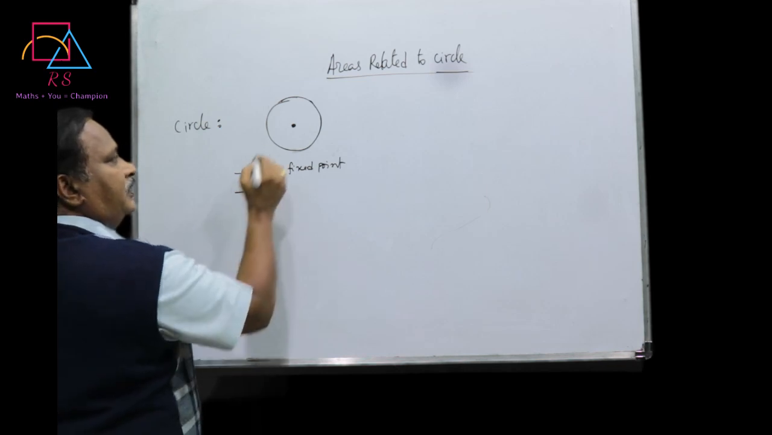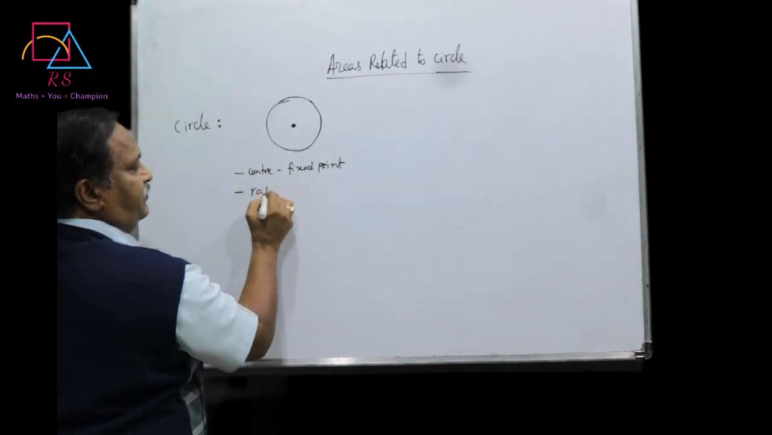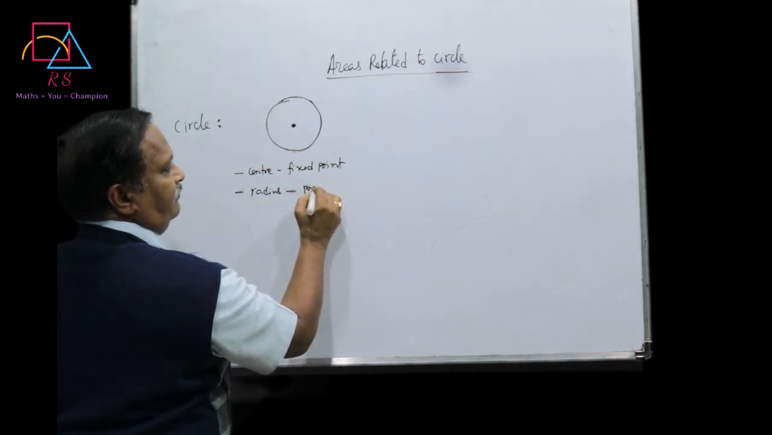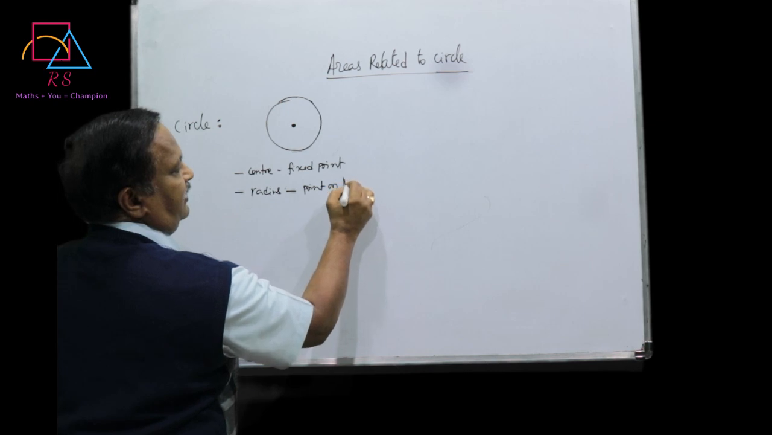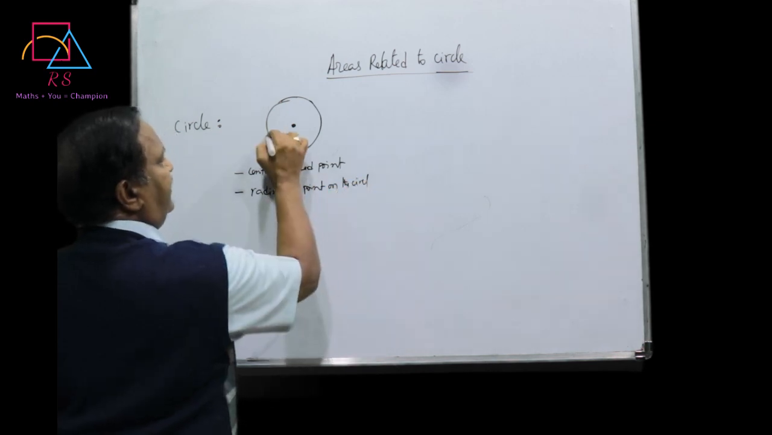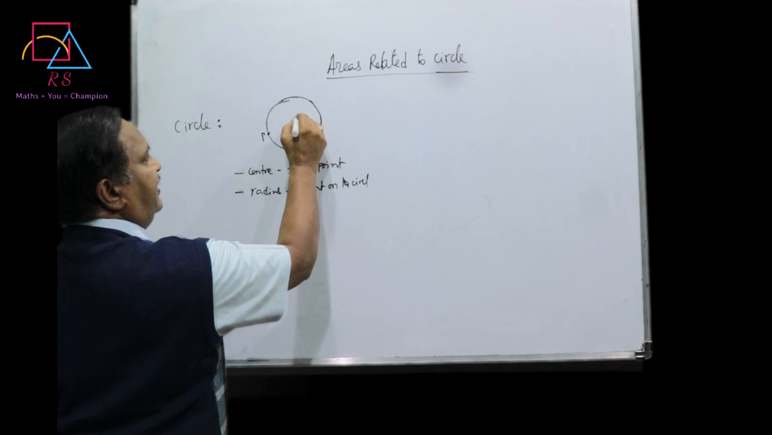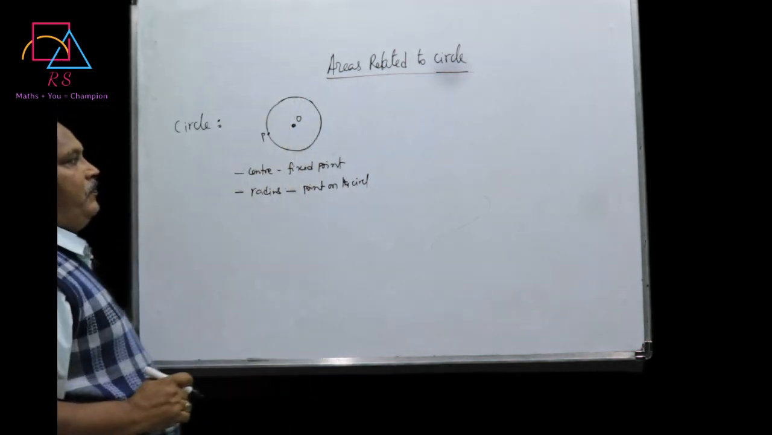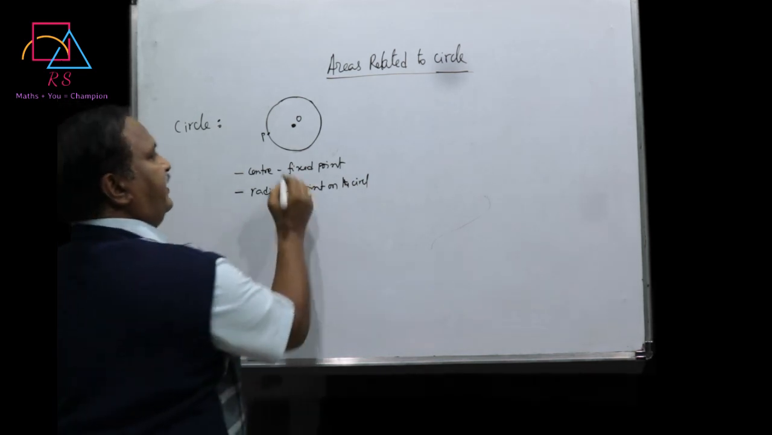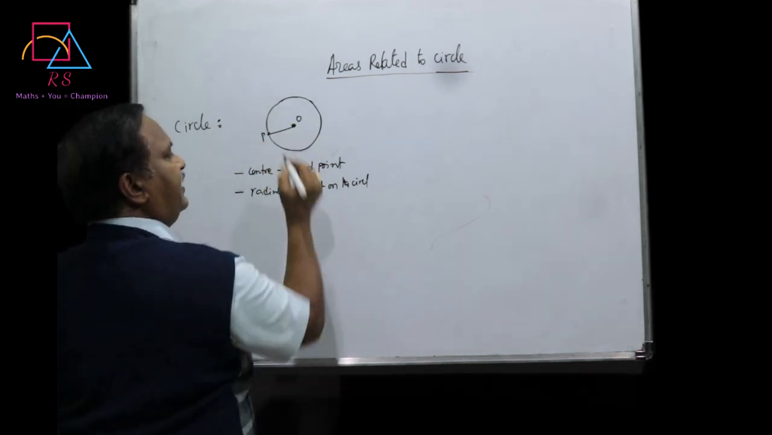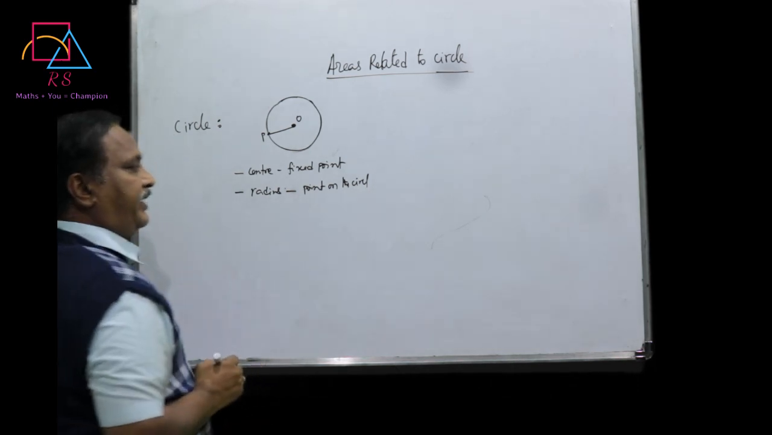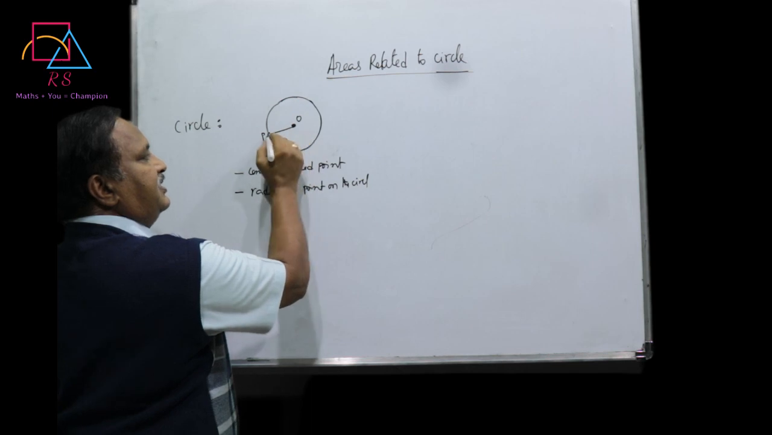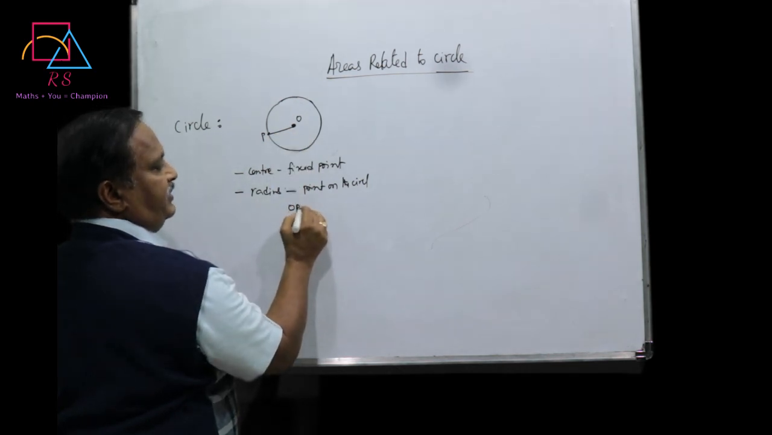Now there is a radius also. For radius you have to take a point on the circle. For example, this is a point on the circle and this is center O. Then the distance between the center of the circle and the point is known as a radius. So the distance OP is the radius.